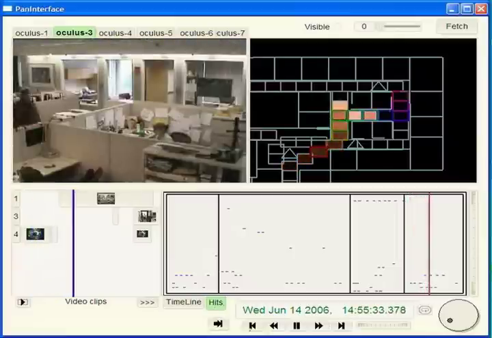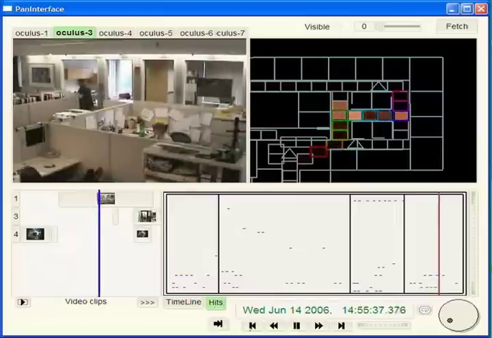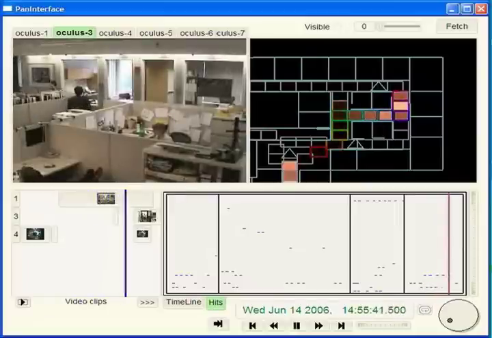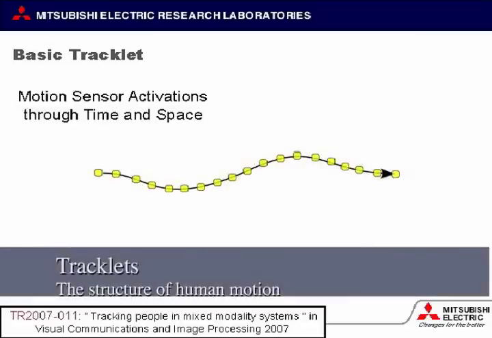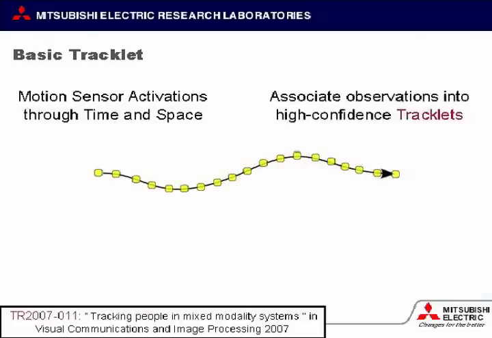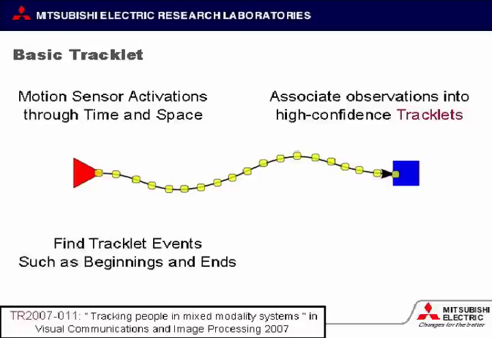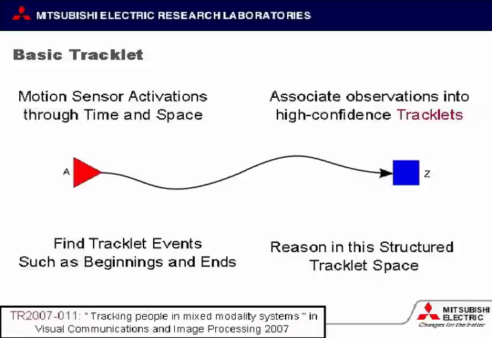This is possible because the system understands the relationship between the sensors and the cameras. This relationship can be learned automatically. We can improve the effectiveness of these systems by including higher-level models of human behavior. A tracklet abstracts away the individual motion activations into a higher-level model. This abstraction allows us to reason over longer spans of time and larger spans of space.